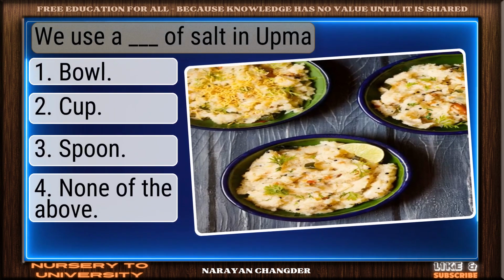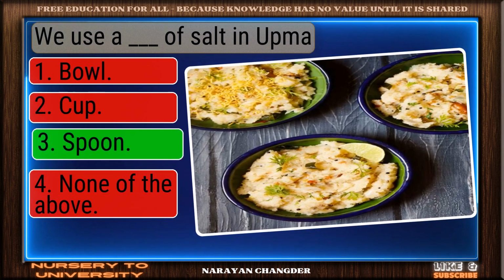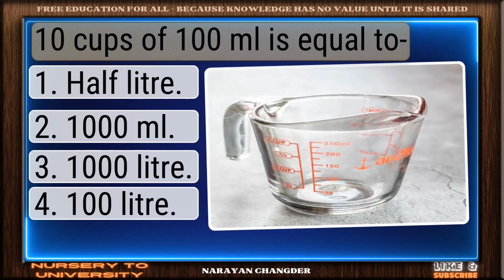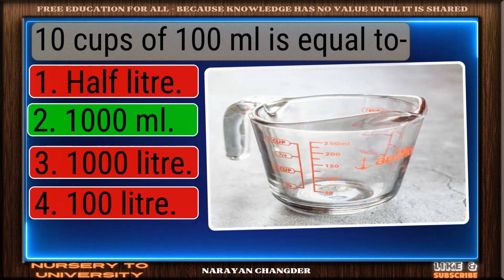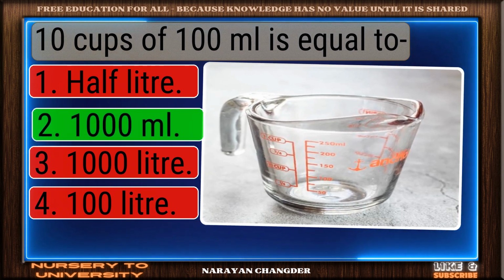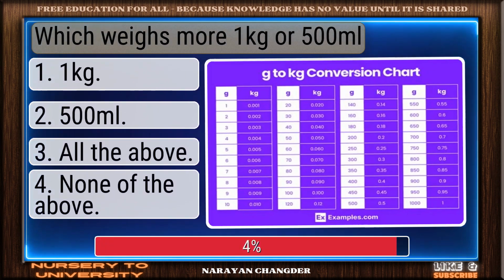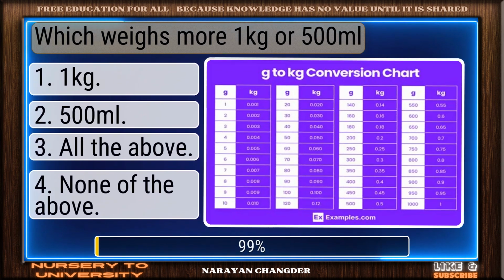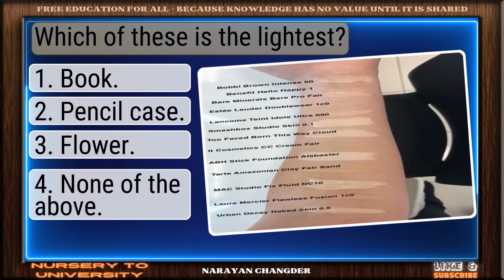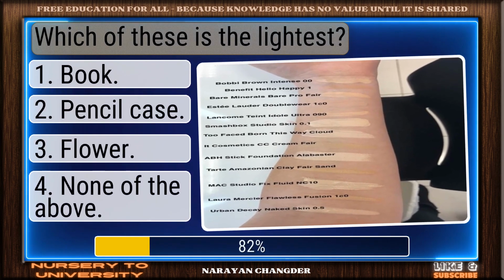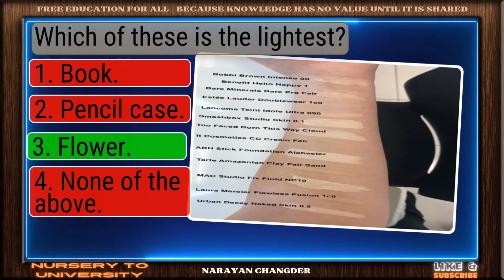We use a dash of salt in upma. Strong choice. Spoon is the right answer. 10 cups of 100 ml is equal to? Correct. 1000 ml is the right answer. Which weighs more, 1 kg or 500 ml? Smart move. 1 kg is an accurate answer. Which of these is the lightest? You're right. Flour is the correct answer.